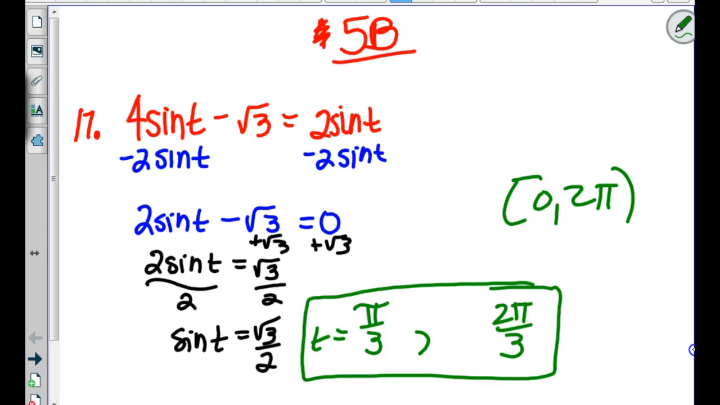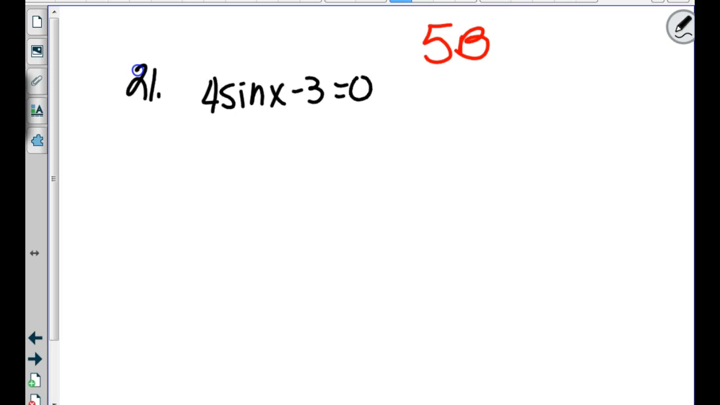Let's pick one from section B. Can someone pick one from section B? We're still on 5B. What number do you want me to do? Okay. What do the directions say this time? Use a calculator to find all solutions in radians. Isolate the function and you'll have what? Okay. So once you get out your calculator, what are we going to type in?